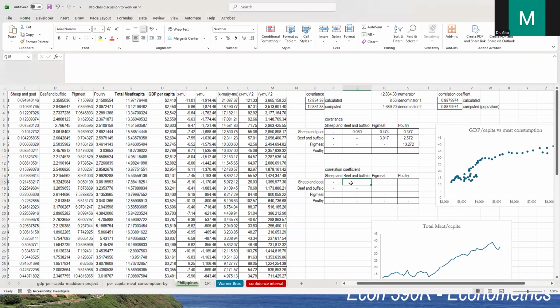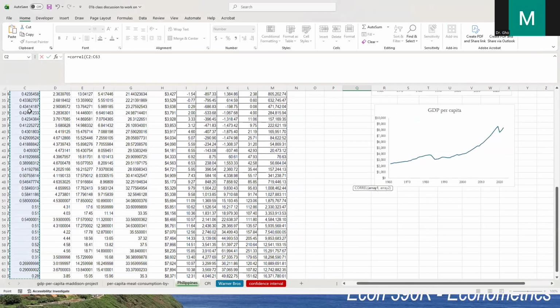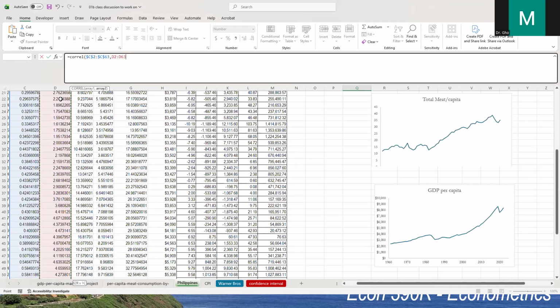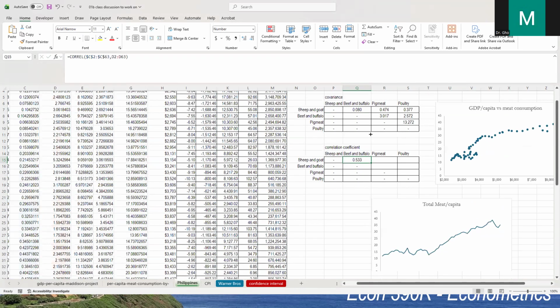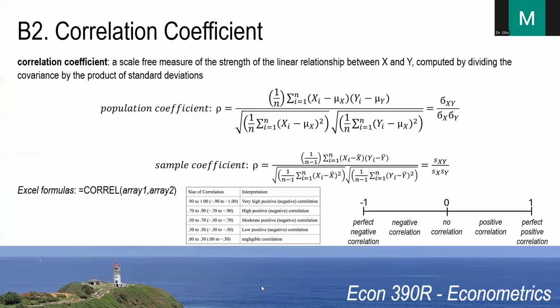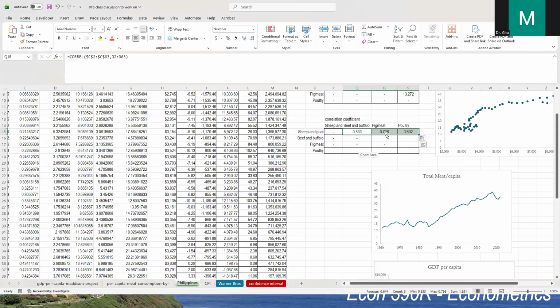Let's look at the correlation between the different types of meats. Sheep and goat, beef and buffalo. Good. We'll copy this over. So let's go back to this 0.5. We're looking at moderate positive correlation. It is possible it can be negative. That's not what we have here, but those are possible outcomes. It looks like sheep and goats and pig meat are a lot stronger.